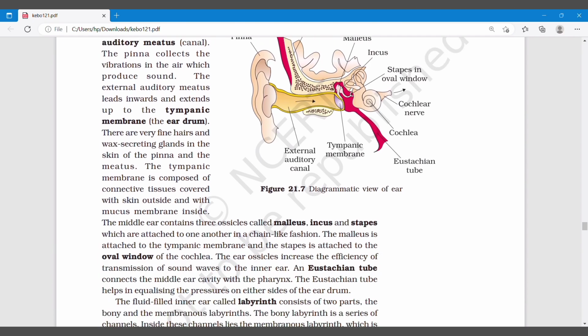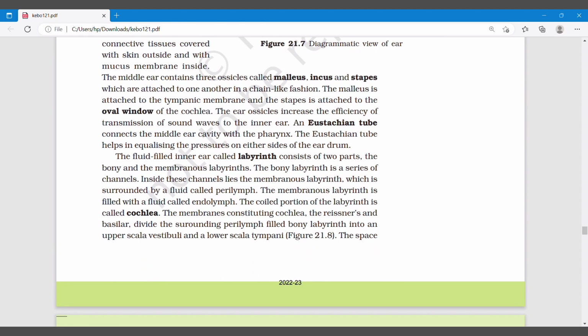The middle ear consists of three ossicles called malleus, incus, and stapes, which are attached to one another in a chain-like fashion. The malleus is attached to the tympanic membrane, and the stapes is attached to the oval window of the cochlea. The ear ossicles increase the efficiency of transmission of sound waves to the inner ear, and the Eustachian tube connects the middle ear cavity with the pharynx. The Eustachian tube helps in equalizing the pressure on either side of the eardrum.